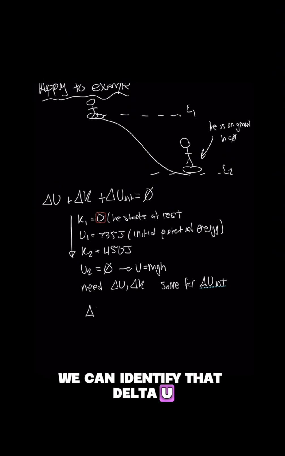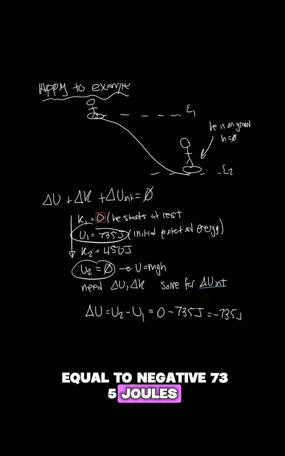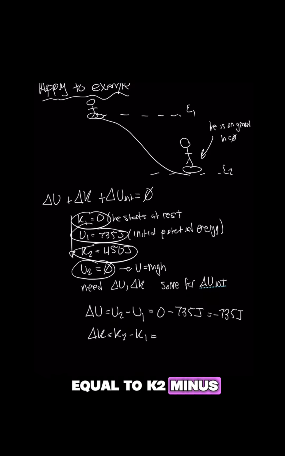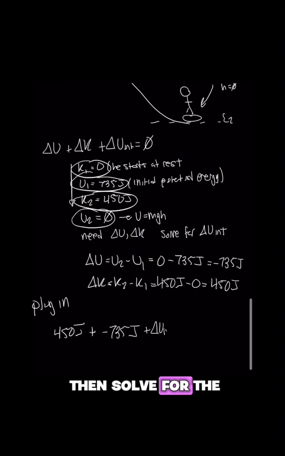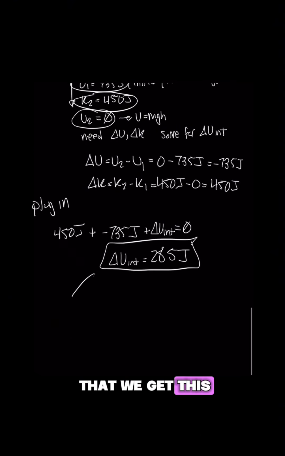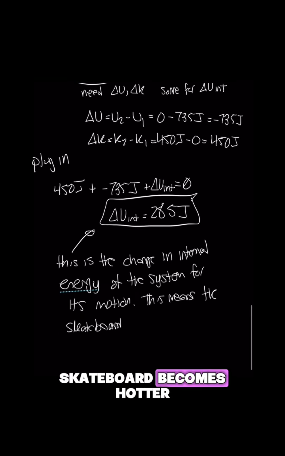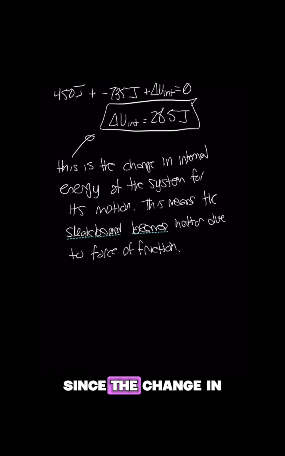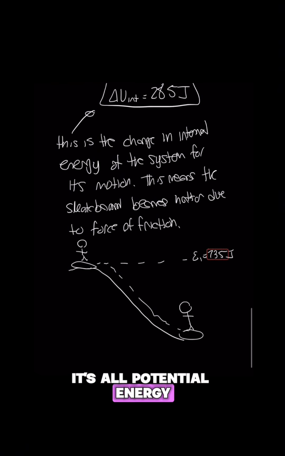We can identify that delta U is equal to U2 minus U1, which is going to be equal to negative 735 joules. Then delta K is equal to K2 minus K1, which is going to be equal to 450 joules. So we can plug both these in and then solve for the internal energy. And if we do that, we get this. So this is the change in internal energy of the system for its motion. This means that the skateboard becomes hotter due to the force of friction, since the change in internal energy is positive. At the initial position, E1, it's all potential energy equal to this.